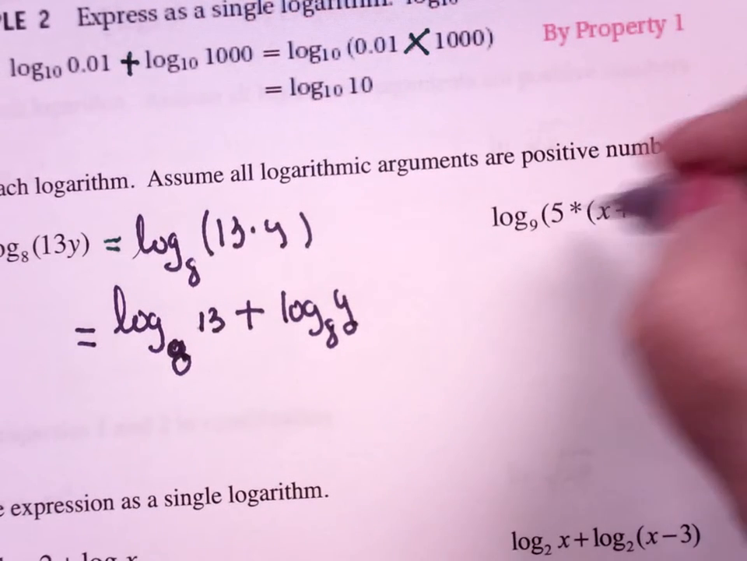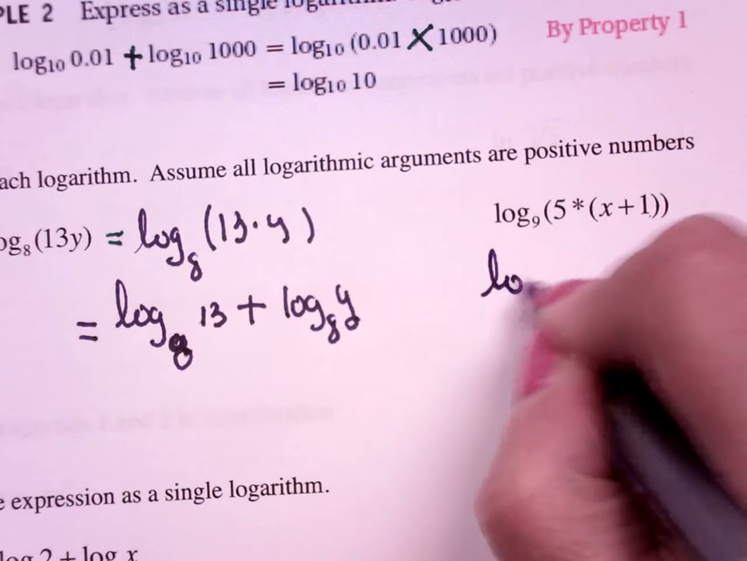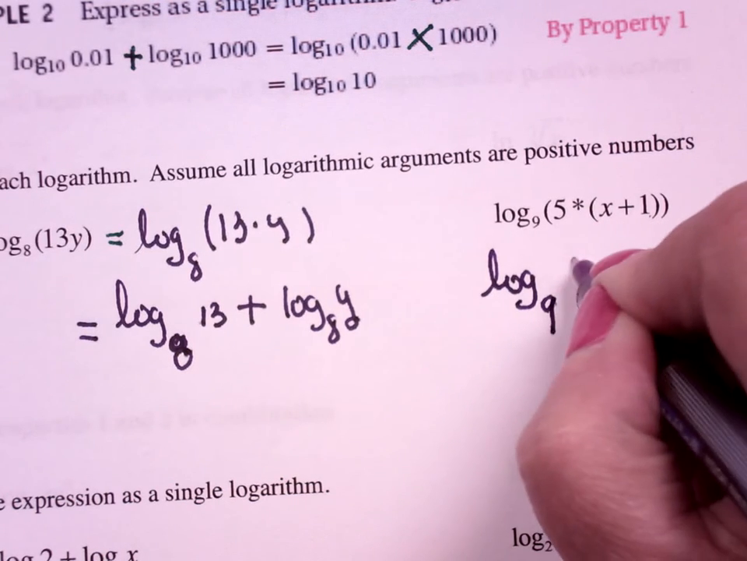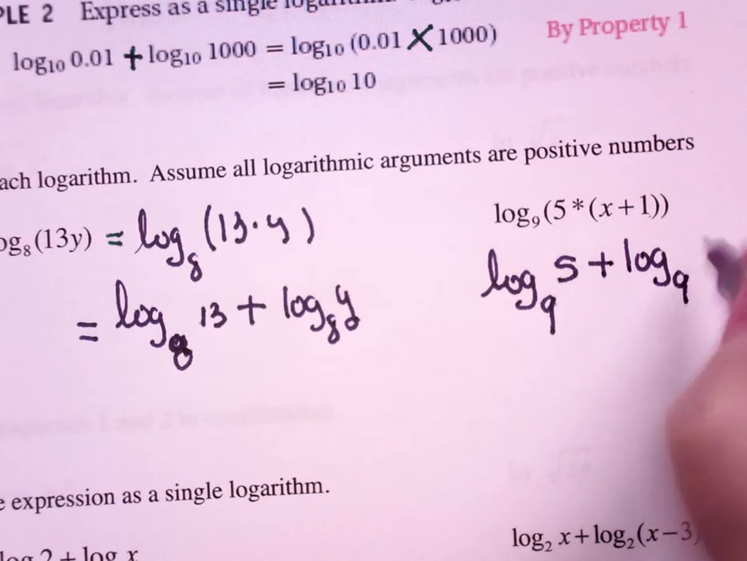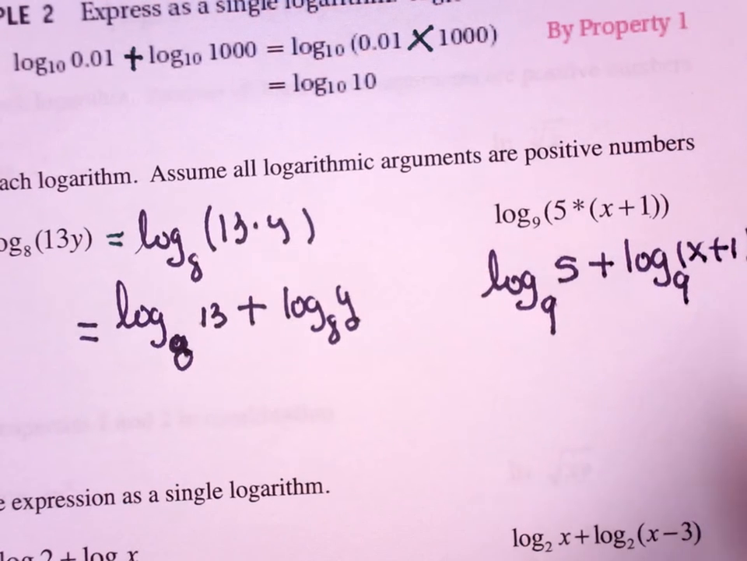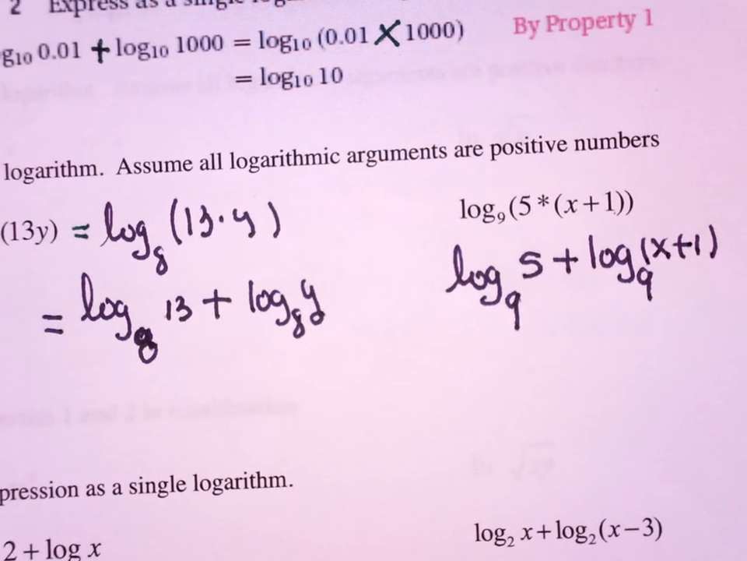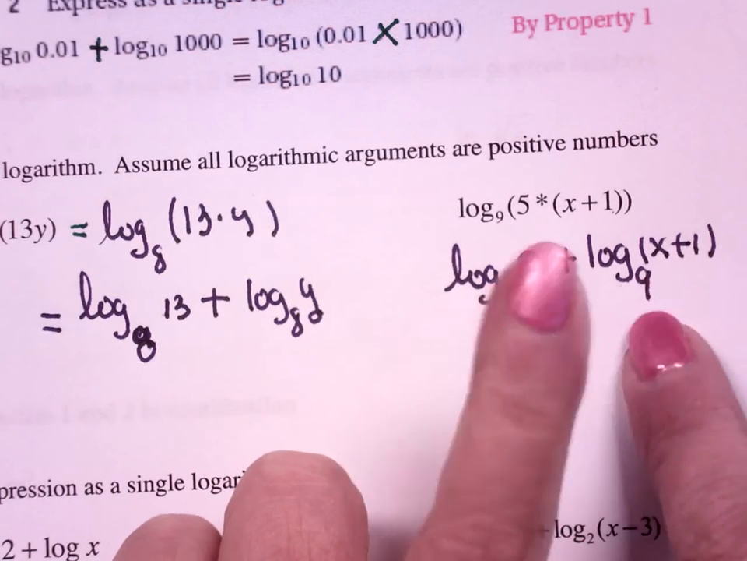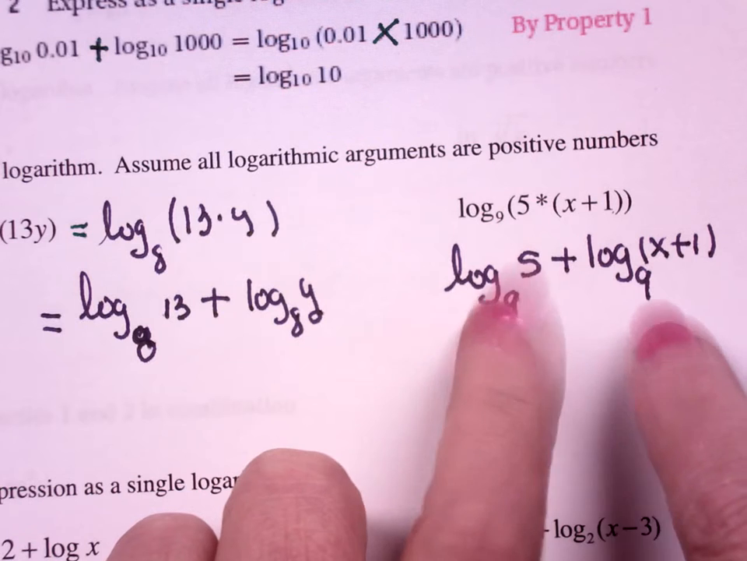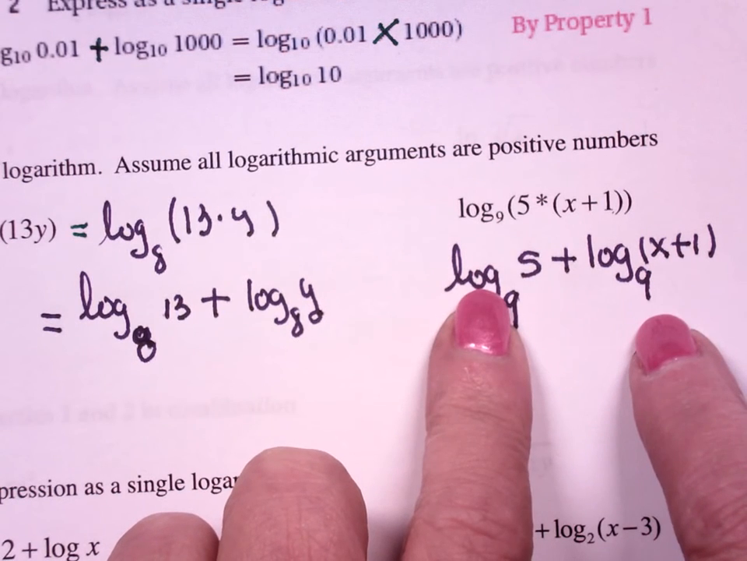This is 5 times x plus 1. So I've got two factors. So it becomes log base 9 of 5 plus log base 9 of x plus 1. So it's the sum of the logs of the individual factors. The bases are the same, you add the exponents. A logarithm is an exponent, so I'm adding two exponents, because what the logarithm does is take the y values back to exponents.